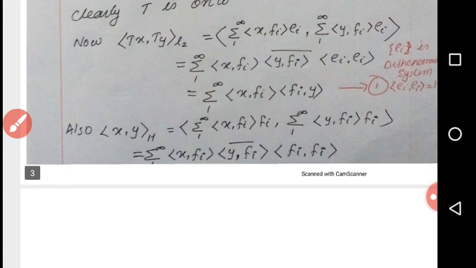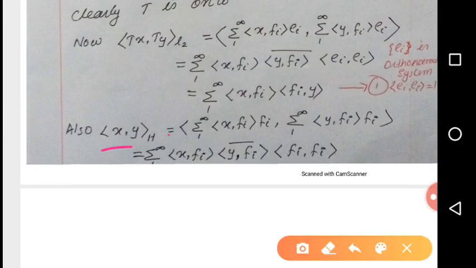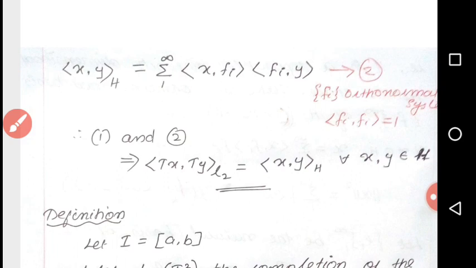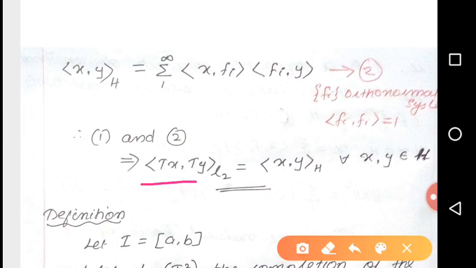Similarly, the inner product of x and y in the space H can be written by replacing x by the sum of ⟨x, fi⟩ fi and replacing y by the sum of ⟨y, fi⟩ fi, and simplifying we get equation 2. From equations 1 and 2 we can easily prove that the inner product of Tx and Ty in the space L2 is nothing but the inner product of x and y in the space H, hence the proof.